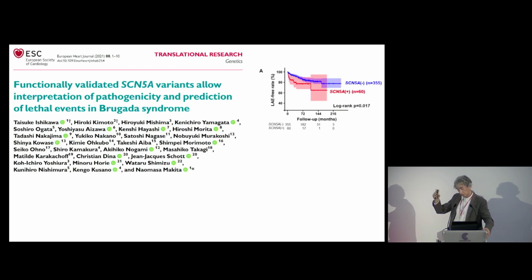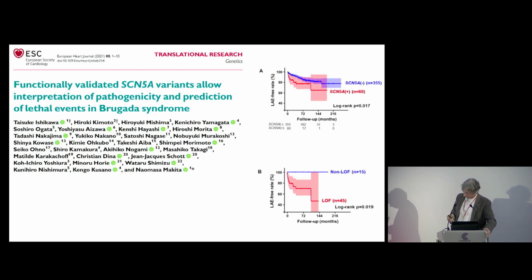If you just subdivide SCN5A patients, Brugada syndrome patients, with an SCN5A variant in red, without the variant in blue, then you see there is a small difference. SCN5A patients have a little higher risk for cardiac events over time. But if you do the functional studies and then discriminate the variants that have proven loss of function and variants that have not proven loss of function, then you see that the difference becomes much more marked.